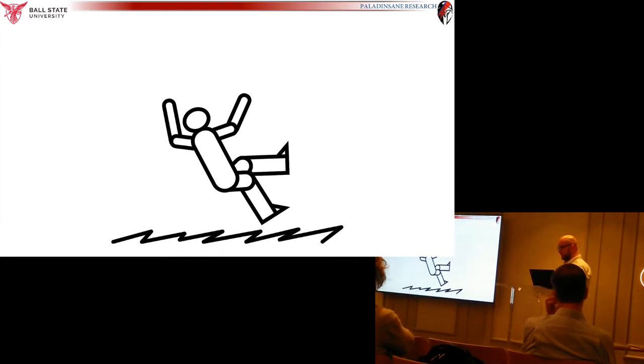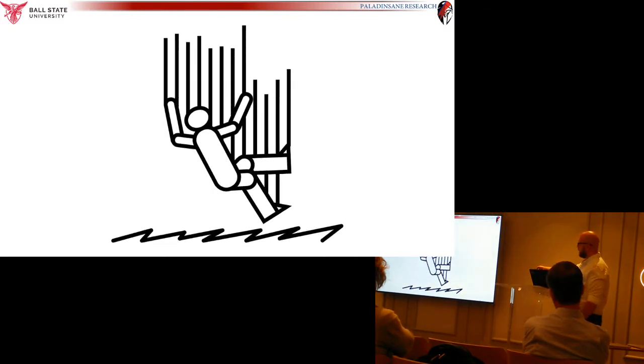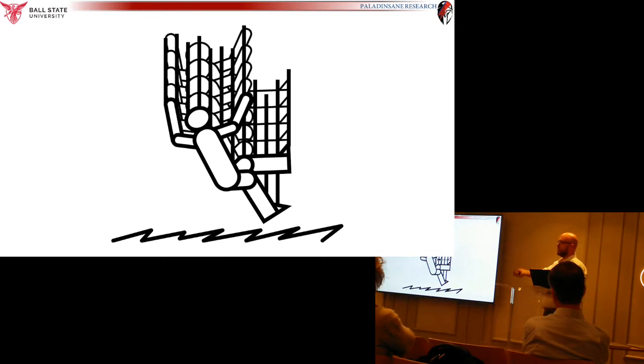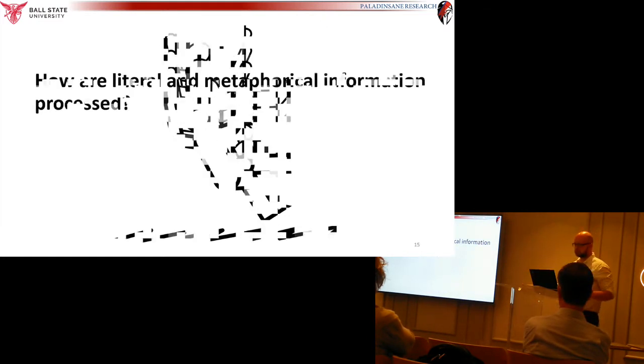So the one and done metaphorical piece of that is we add one metaphorical device here, action lines, and now you understand even better than you did before that the man is falling. But what happens when I add another metaphorical device, such as multiple images? This does not improve your understanding of what's happening. It doesn't make it worse, but you don't understand any better that this man is falling than you did before.